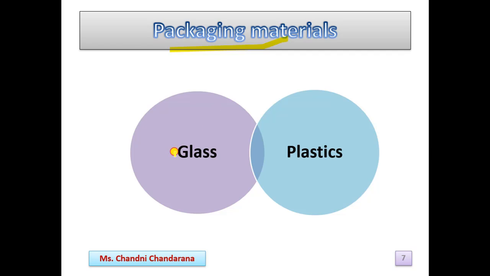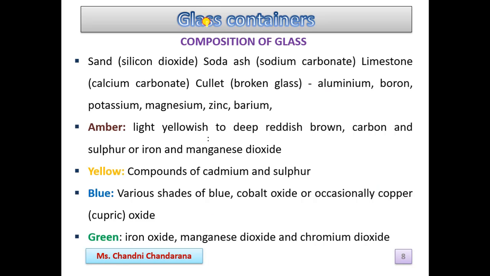So there are two types of material. First is glass and second one is plastics. Now we will see the glass container in detail. So what is the composition of glass? It contains sand, we can say silicon dioxide, sodium carbonate, calcium carbonate, broken glass. For example, it contained aluminium, boron, potassium, magnesium, zinc as well as barium.